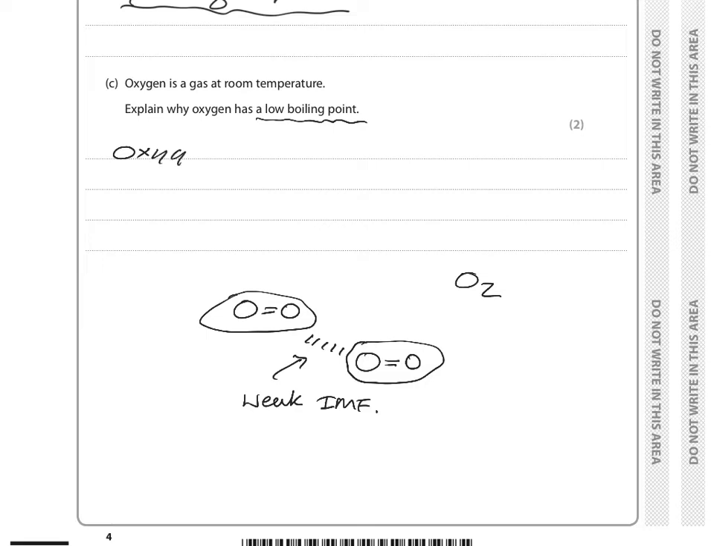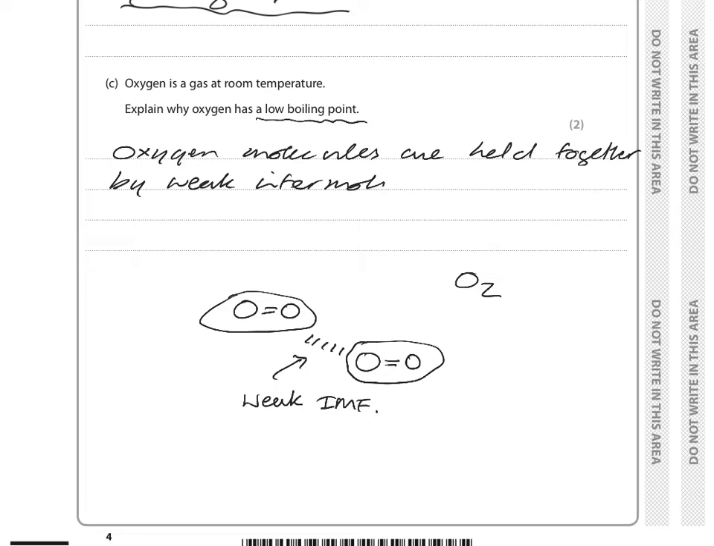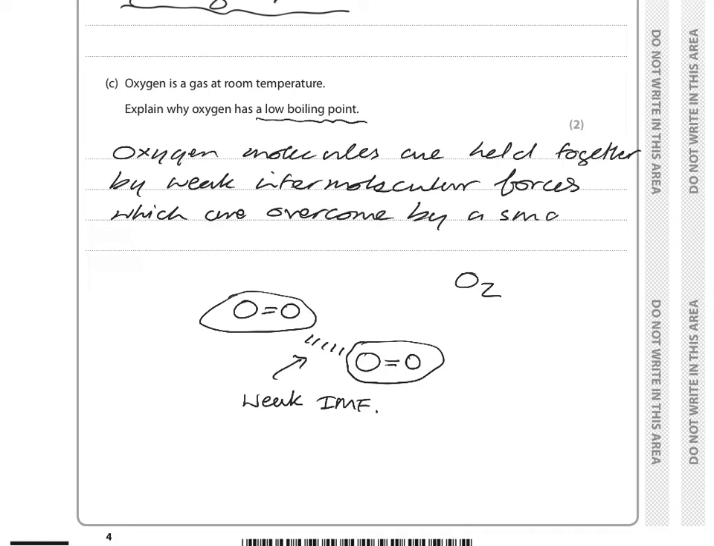So you need to say, explain why oxygen has a low boiling point. Oxygen molecules are held together by weak intermolecular forces which are overcome by a small amount of heat energy. And that will get you your 2 marks.